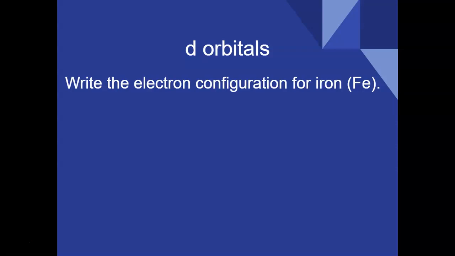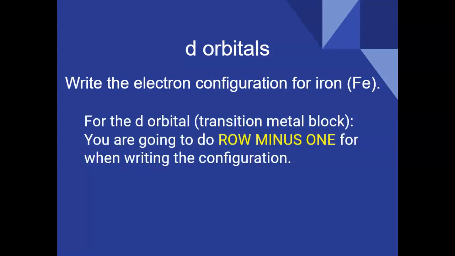And because everybody else wants 8 to be stable, when we get to the D and the F block, they're going to go into previous rings. So for the D orbital, the transition block, you're going to do row minus 1. So if you're in row 4, you're actually going to write the number 3 in front of your letter. If you're in row 6, you would write 5 in front of your letter when you write the configuration.